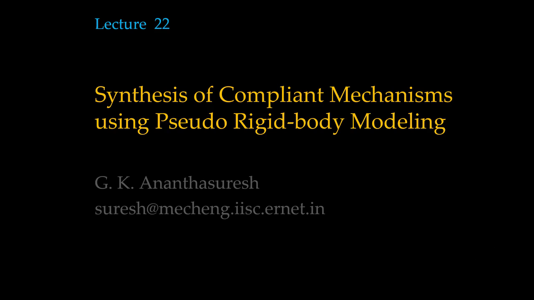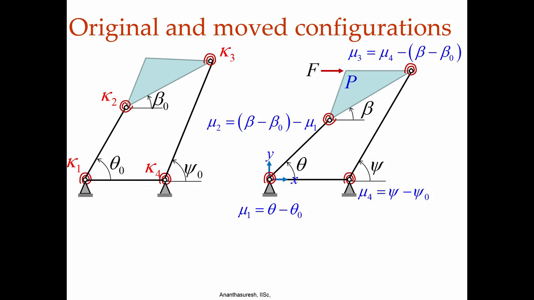So, let us recall that when we have a compliant mechanism, let us say in this case we have taken a 4 bar linkage which has torsion springs at its 4 joints, and we want to see if we can synthesize a mechanism such as this for given specifications of some functionality. So, when we have a 4 bar linkage with 4 torsion springs, we already understand that it is a pseudo rigid body model of a compliant mechanism.